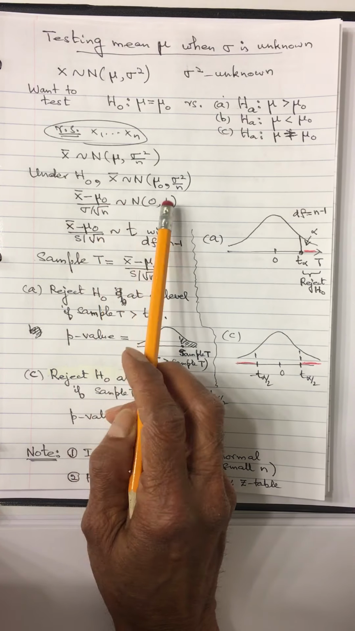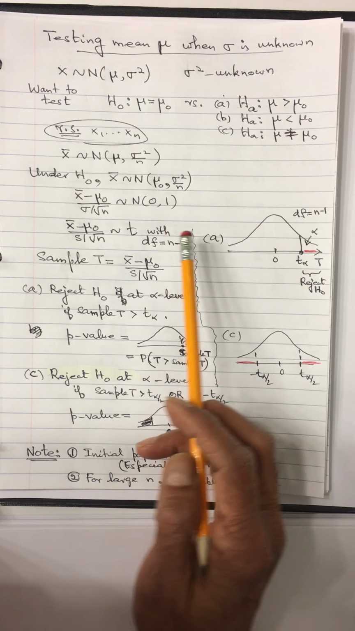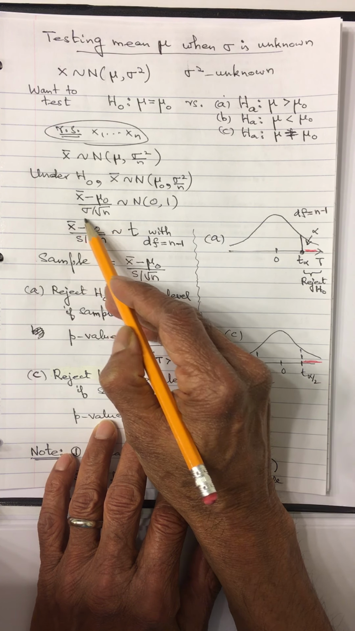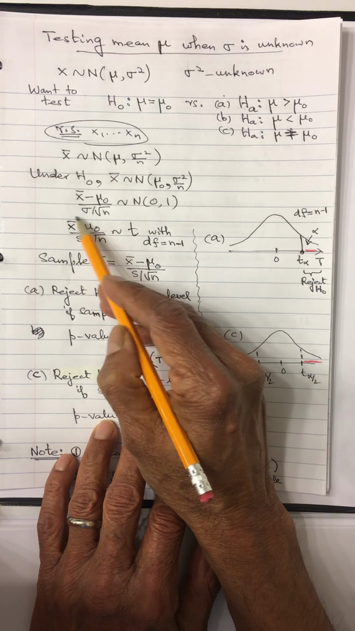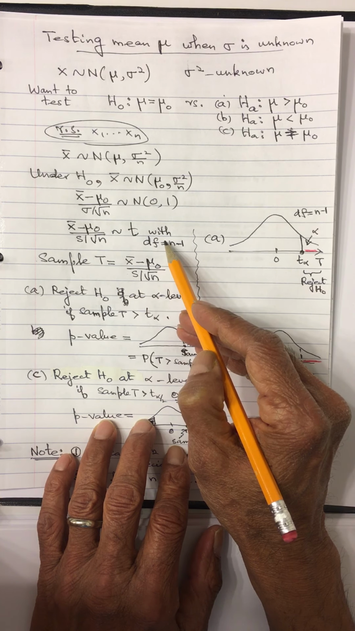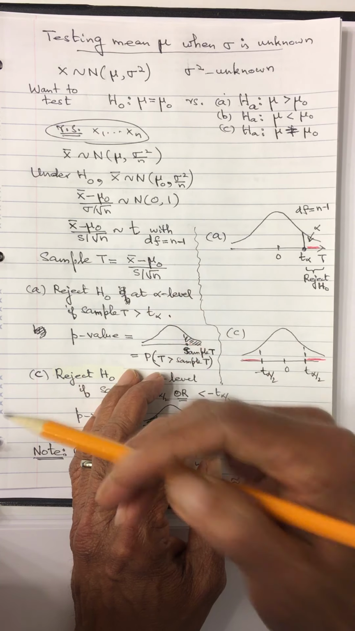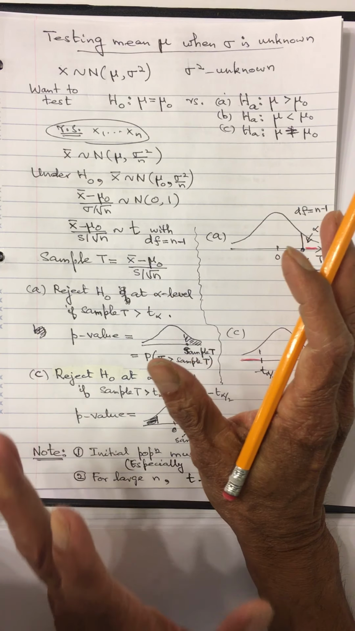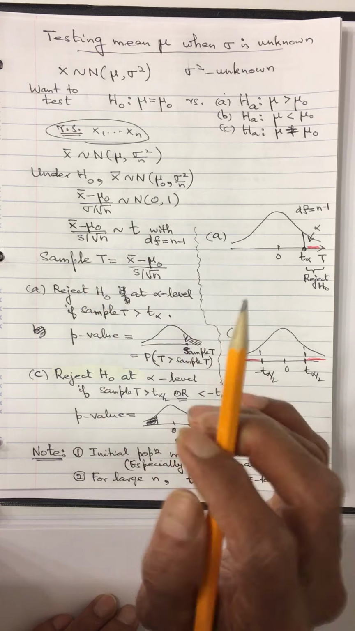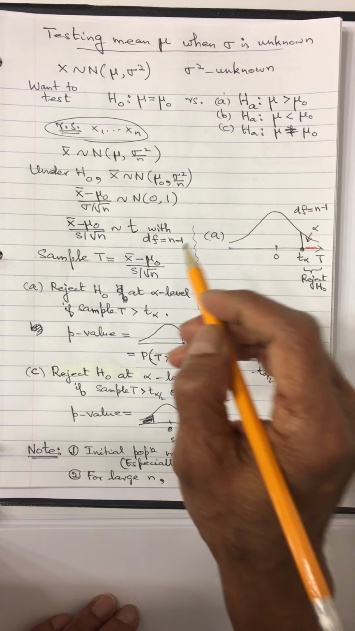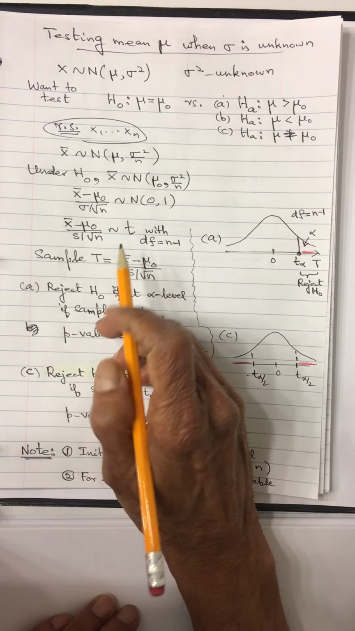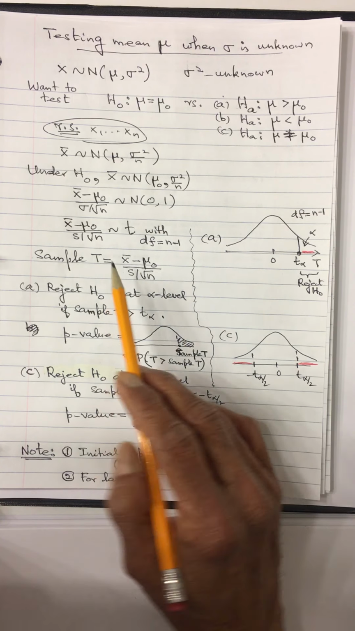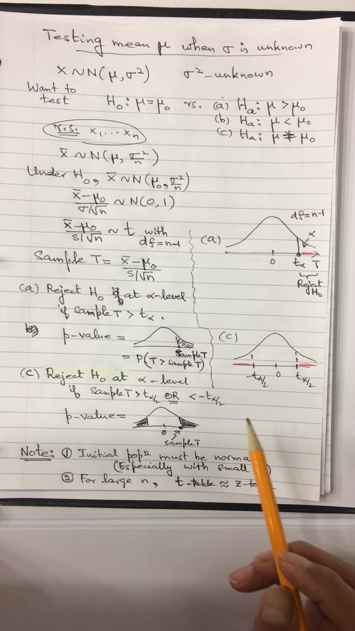Before, this standardized statistic had a z curve. You already know that with the confidence interval, the minute we replace sigma by s, this turns into a t distribution. Of course, if n is very, very large, t is almost the same as z, but that is a different matter. This is correct whether n is small or large. So this will follow a t distribution, and this is the one we will use to test this hypothesis.